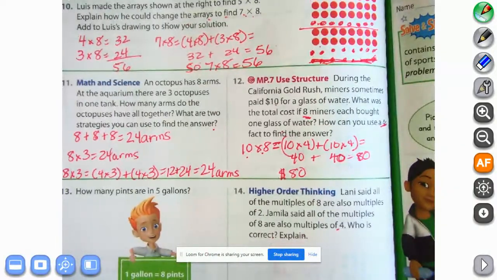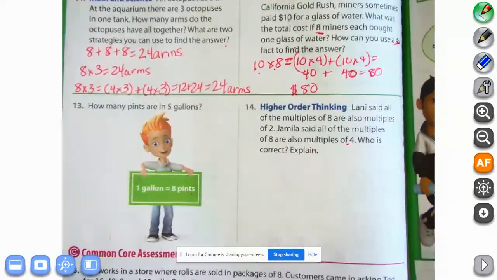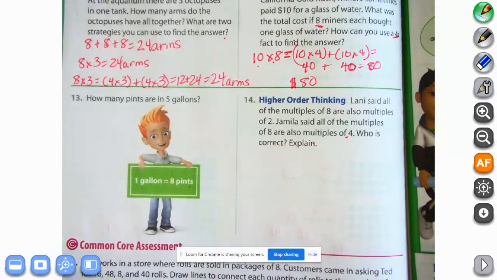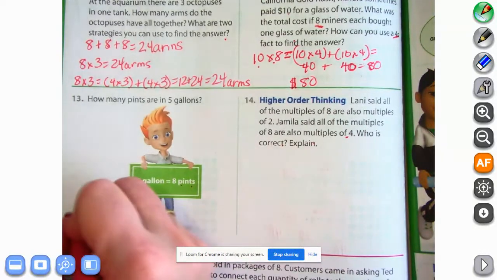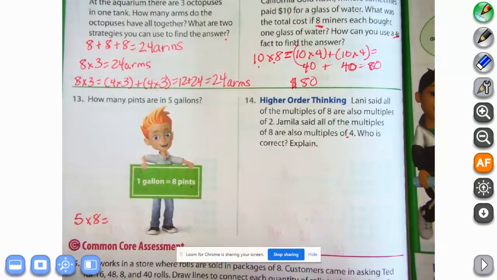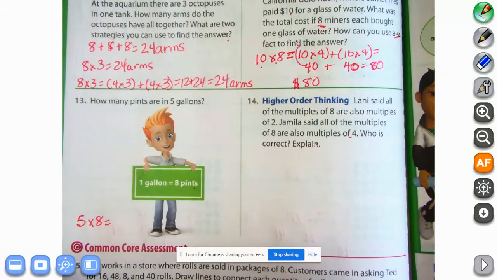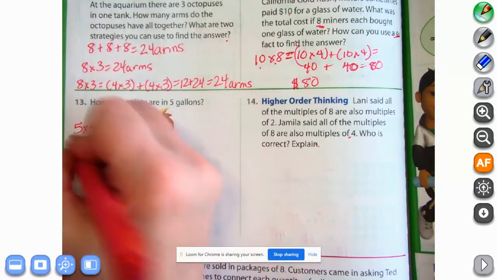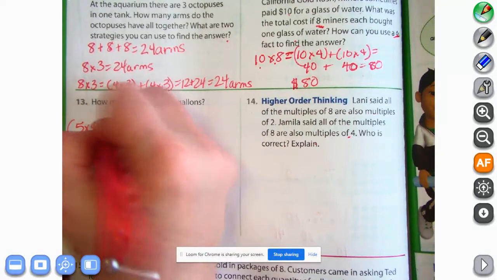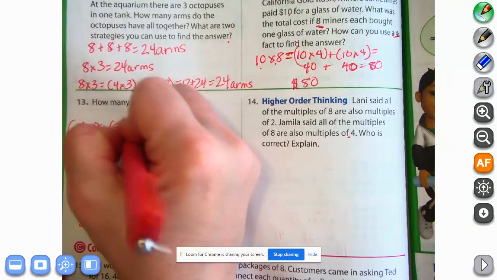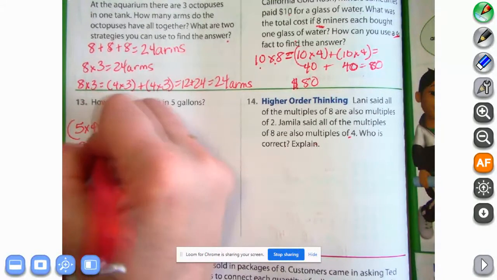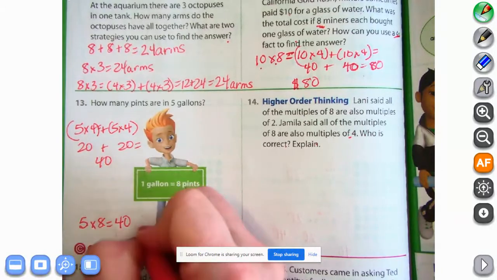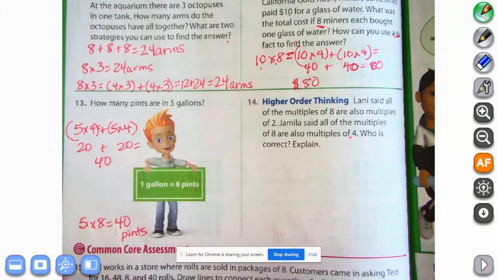All right, so if you don't have that down, make sure you pause so you can get that written down because we're going to move on. How many pints are in 5 gallons? 1 gallon has 8. So if we have 5 groups of 8, if we do a Fours fact on each of those, it would be 5 times 4. Plus 5 times 4 is 20, plus 20 equals 40. So 5 times 8 is 40 pints in 5 gallons.